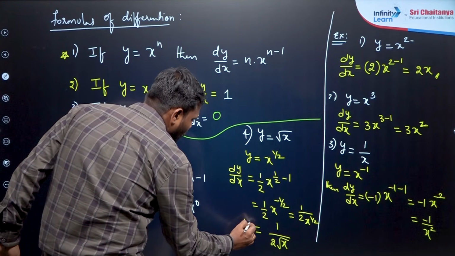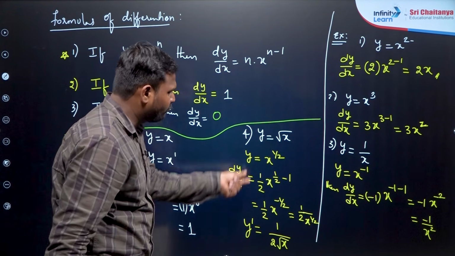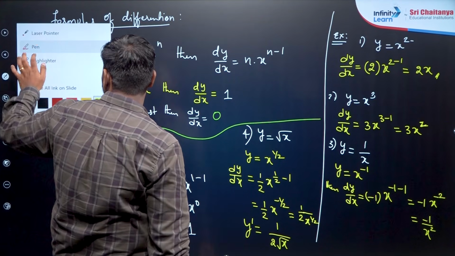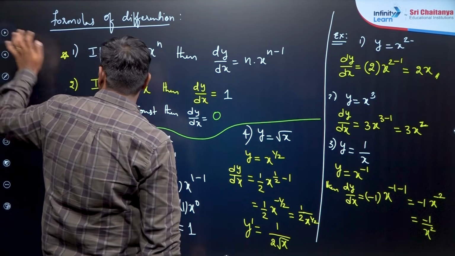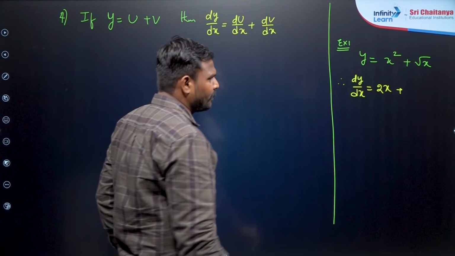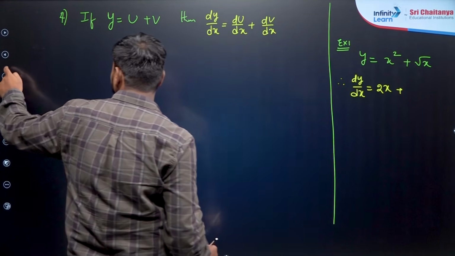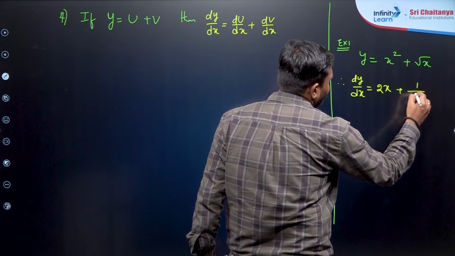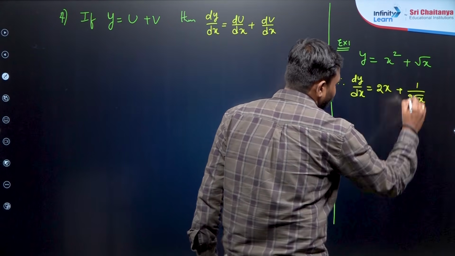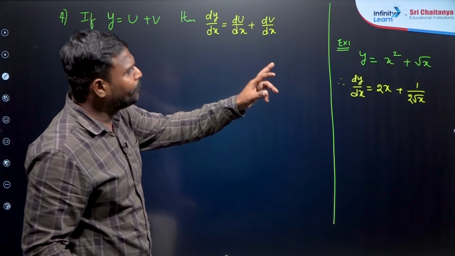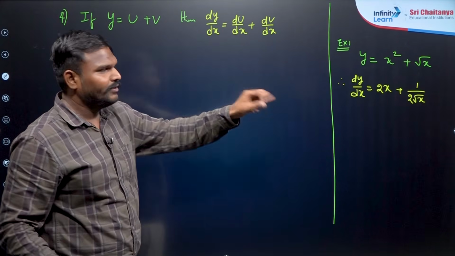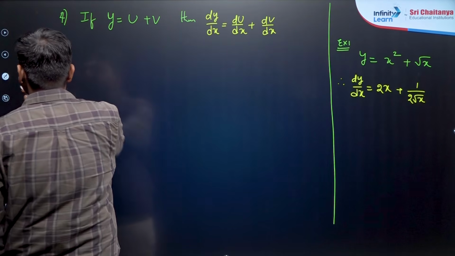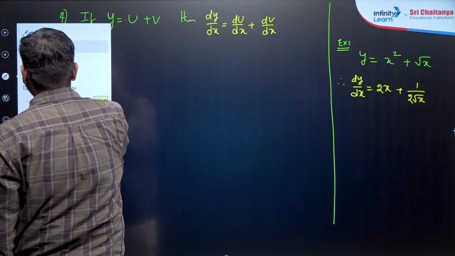Its derivative you can also call y dash. So if y is equal to root x, y dash is 1 by 2 root x. Multiply the power and subtract 1 from the power. Directly we can skip the calculation, I'll write 1 by 2 root x. So anything in the form of u plus v, differentiate u and differentiate v. More examples we will discuss. Let us go to the next formula.